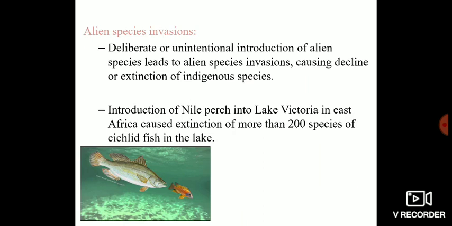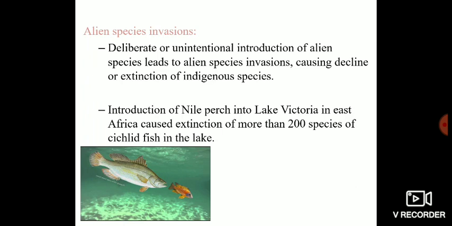Now you have alien species invasions. The deliberate or unintentional introduction of a species to an area where it was not previously found. This is known as alien species invasion, or simply stated, the introduction and establishment of a species in an area where it was not previously found.